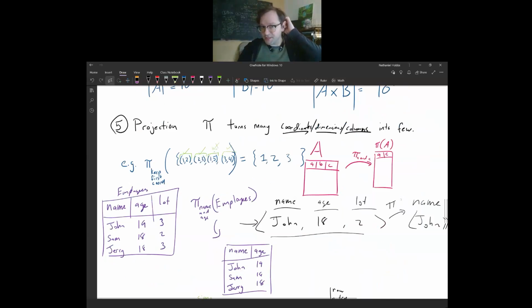Projection. Projection is a way to go from many dimensions to fewer dimensions. And so this just means eliminating a column. So here's an employee relation that has a name, age, and parking lot. And if we don't care about the parking lot, we can project it and get a relation with just the name and the age. So that's projection. It's akin to deleting an entire column.